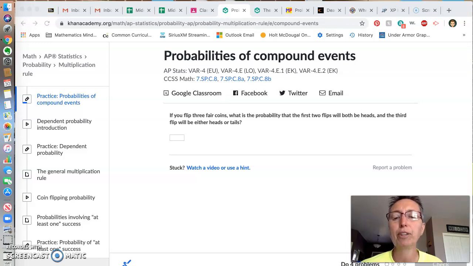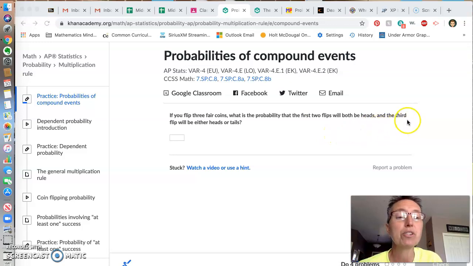All right, so if you flip 3 fair coins, fair meaning it has a head and a tail, what is the probability that the first 2 flips will both be heads and the third flip will be either heads or tails? So you need to set up 3 fractions. So I would draw 3 blank fractions for this. And what's the probability that you'll get heads on the first one? Should be 1 out of 2, right?